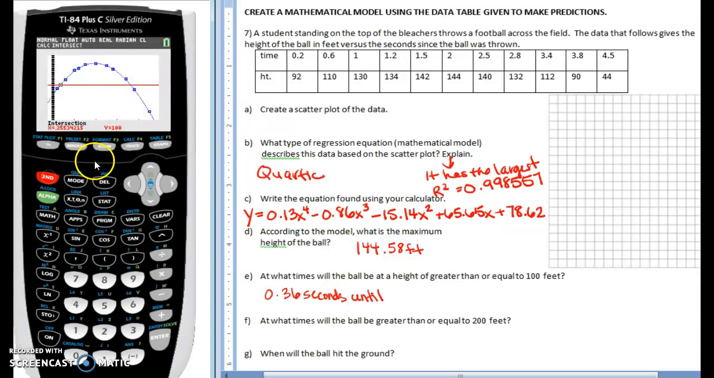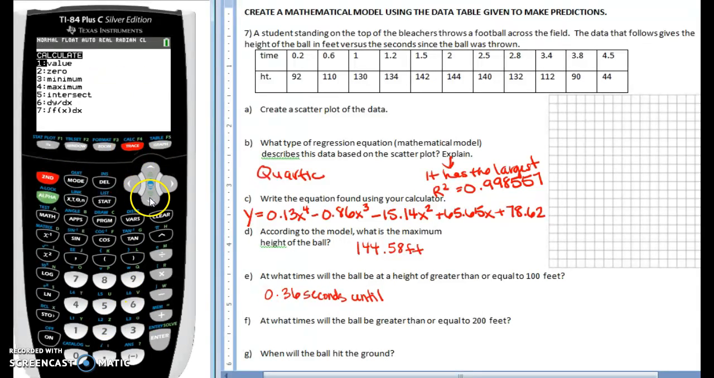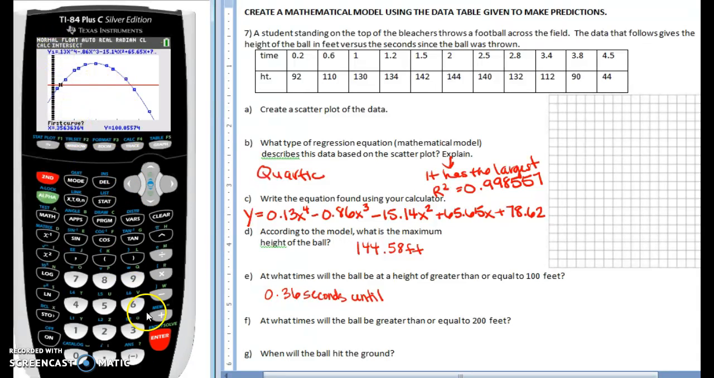this point. So again, second trace, number 5. Again, you can either use your arrows or you can just push number 5. Same questions: first curve, y1, so you just push enter. Second curve, you push enter. And then for the guess, you guess out here. Looks to be 1, 2, 3, maybe 3.5. And it actually is 3.6, looks like a 0 to me. So 3.6, and I'm going to round up to 1 second.